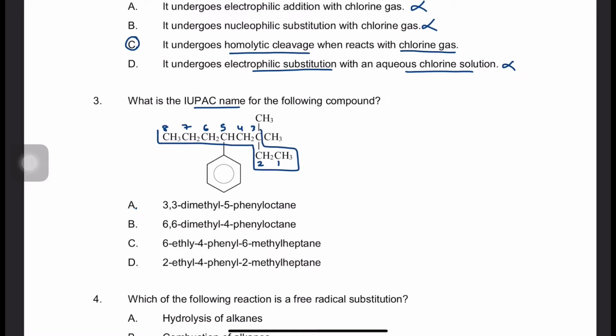As I've mentioned in class, always try to box your longest chain so that you can circle your substituents. We have 3 substituents over here, and 2 of them are methyl at position 3. At position 3, we have a dimethyl substituent, and at position number 5 we have a benzene ring. When a benzene ring becomes a substituent, it carries the name phenyl. So let's match that. The answer would be A. The longest chain with 8 carbons would carry the parent name octane.